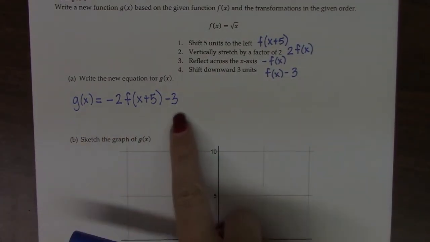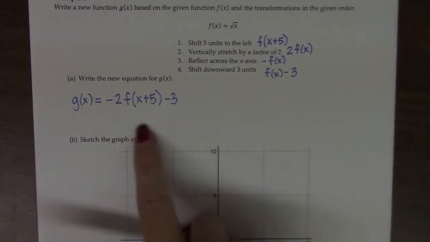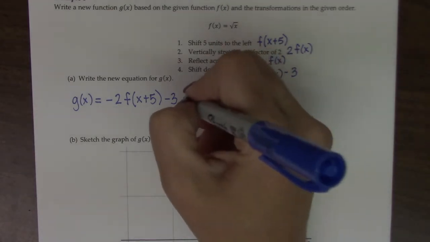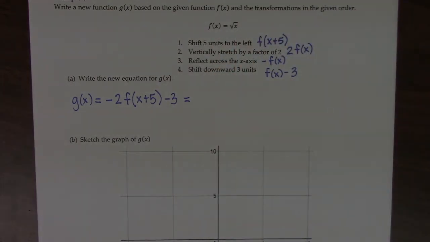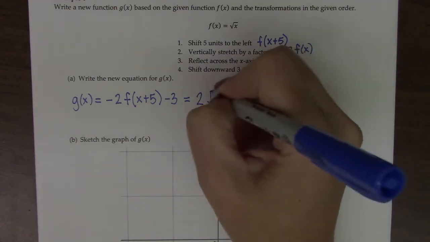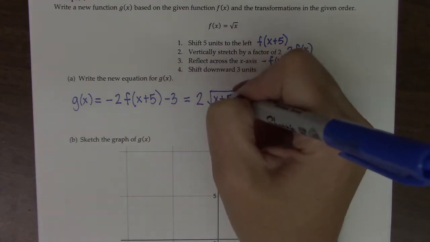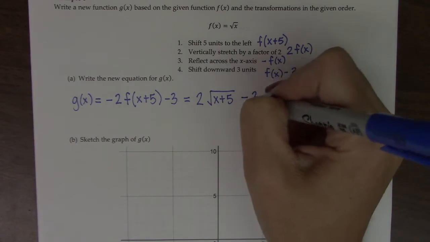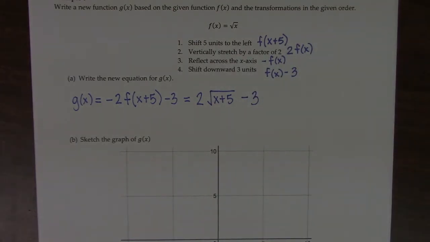So these are the moves, when we've combined our moves, that I'm supposed to do. Now, to apply it to our specific function, the square root of x, it's -2 times the square root of x plus 5, minus 3 on the outside.